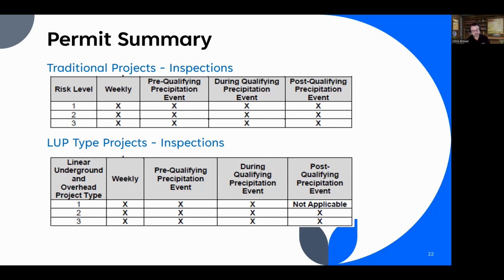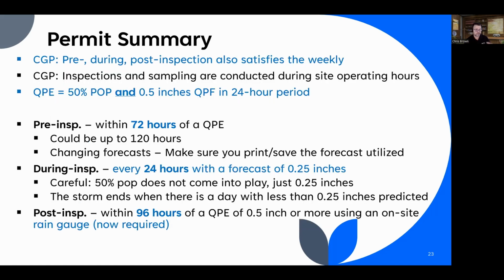So they simplified the permit and they made it very similar. Traditional and LUP used to have wildly different inspection frequencies. Well, now it looks almost identical, except for LUP type 1 does not require post QP inspections. Great. So there's the inspection frequency for your site. But as I said, there's a big chart that has all the inspections. If you are doing a pre, during, or post inspection, that would satisfy the weekly.